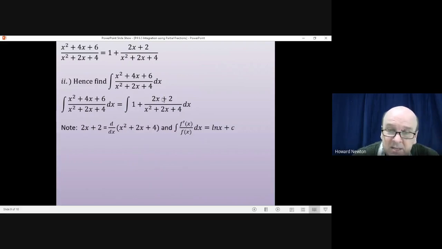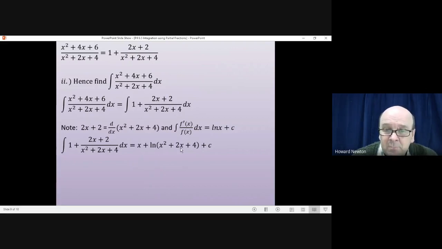Now, if ever that is the case, so if you ever have the integral of the differential of a function over the function itself, when you integrate that, you will get log of whatever this function is. So it means when I integrate this, integrating the 1 gives me x. And when I integrate all of this, you can immediately write down the answer. It'll be the log of x squared plus 2x plus 4.